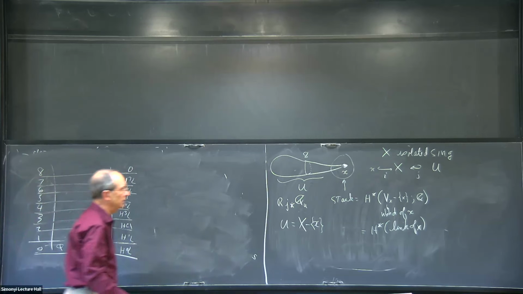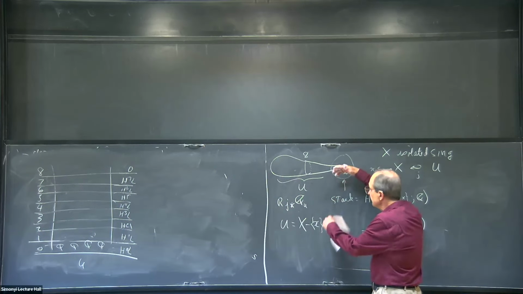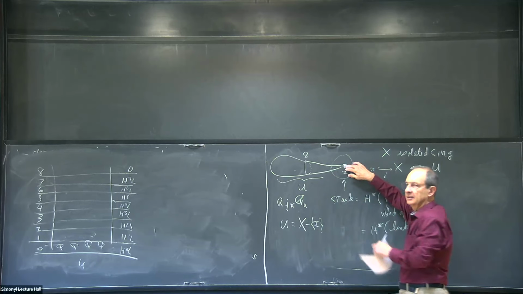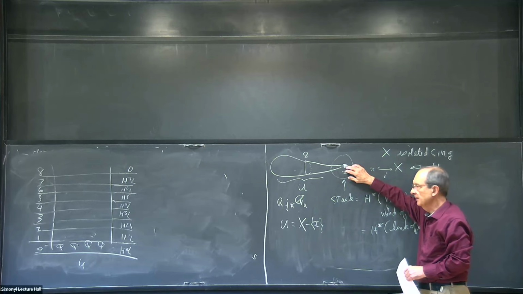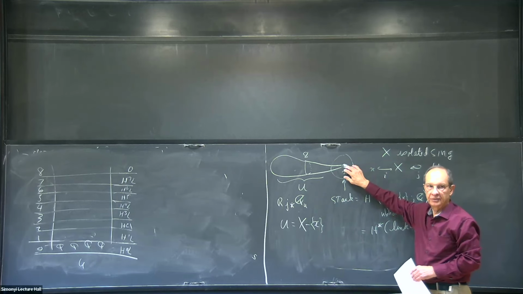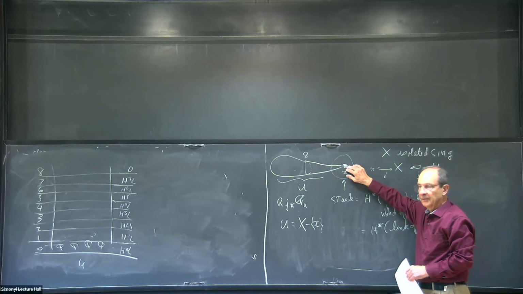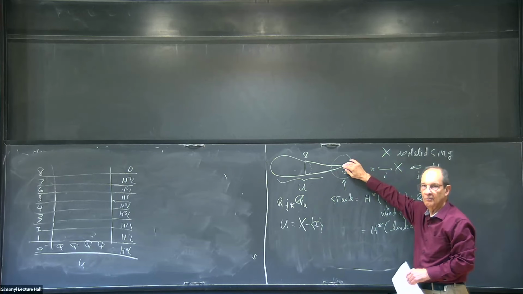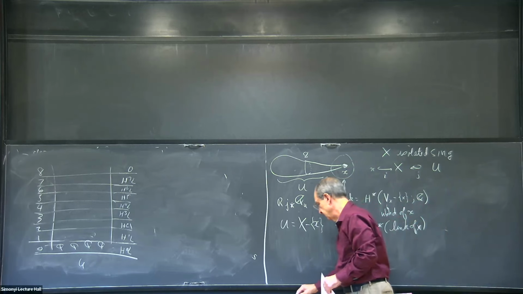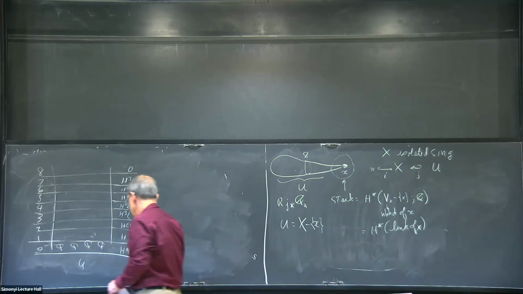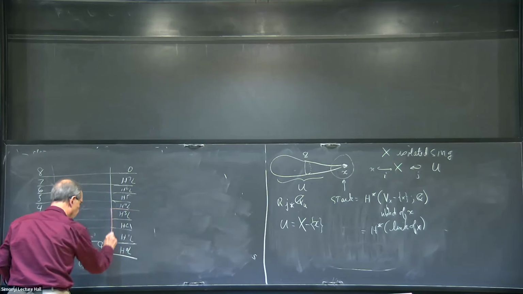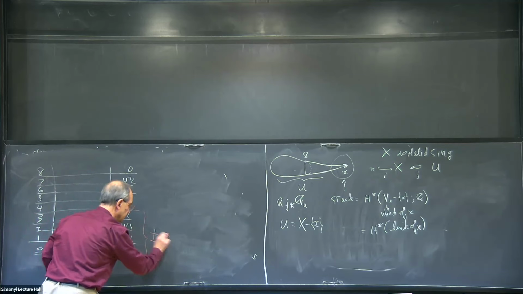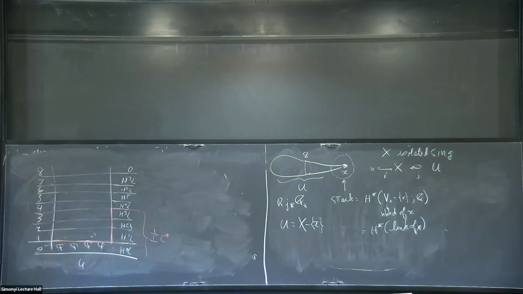Now for intersection homology, at first when I said let's just take chains, we're not allowed chains to hit this point if they have high codimension. So that meant that for intersection cohomology, the stalk cohomology here was zero beyond dimension three. Does this describe the stalk cohomology of the intersection complex?